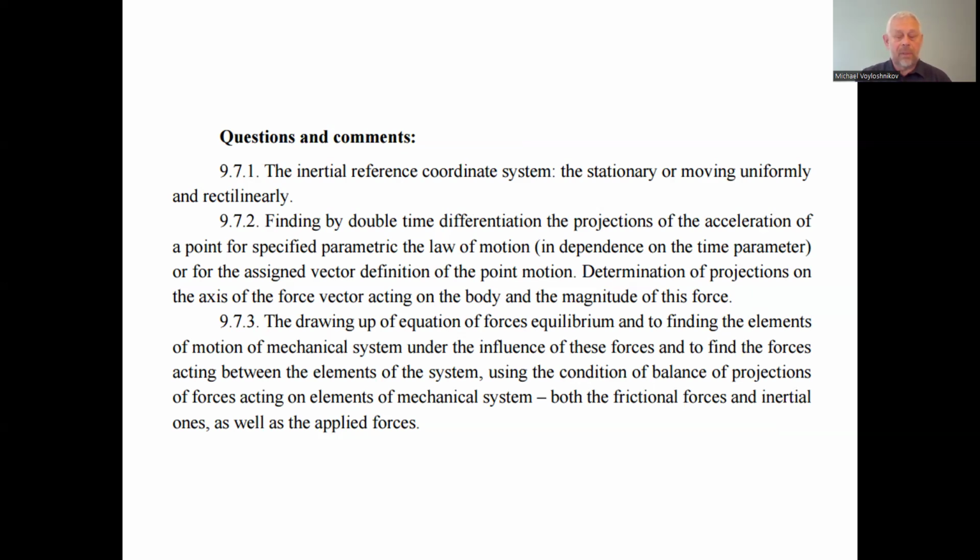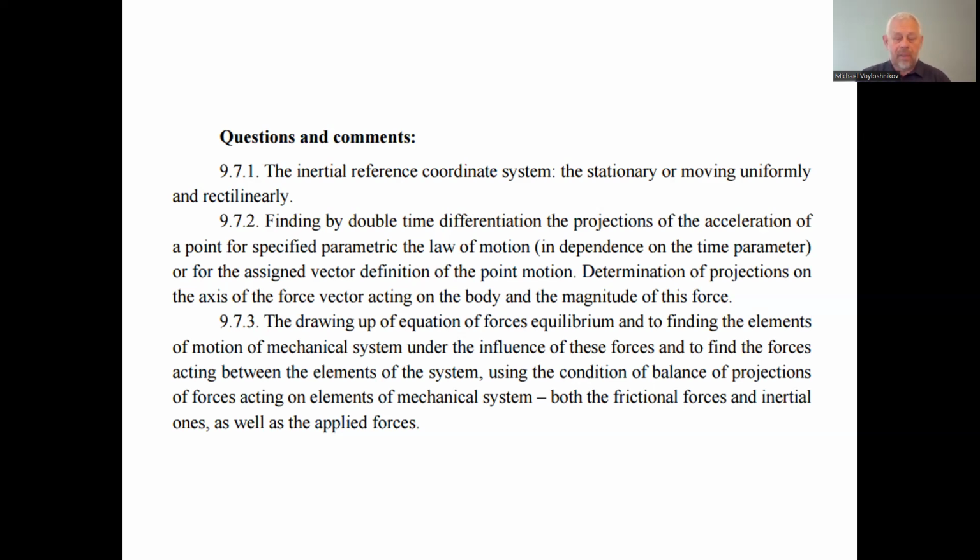Problem 972: finding, by double time differentiation, the projections of acceleration of a point for a specified parametric law of motion depending on the time parameter, or for an assigned vector definition of the point motion, and determination of the projections on the axes of the force vector acting on the body and the magnitude of this force. The magnitude of the force we can find by the Pythagorean theorem, but for three-dimensional space: the square root of the sum of three squares, not two as for the flat case.